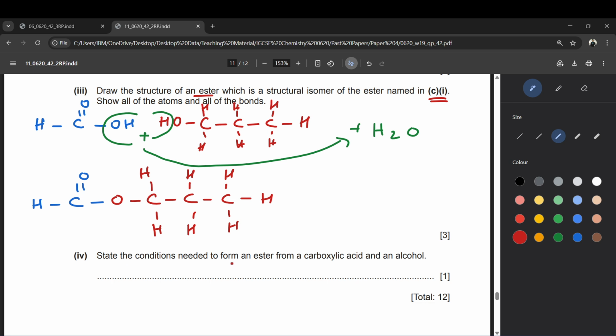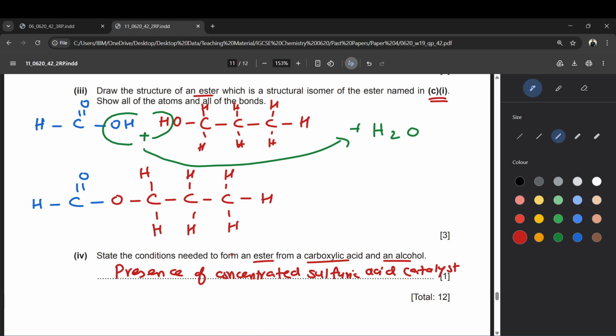State the conditions needed to form an ester from a carboxylic acid and an alcohol. Now, there is one condition, okay, that you should know. It is the presence of concentrated sulfuric acid as a catalyst. Okay, so this is the catalyst that must be present during this reaction.